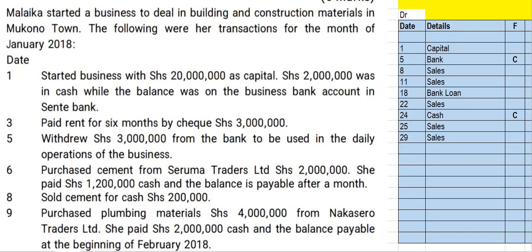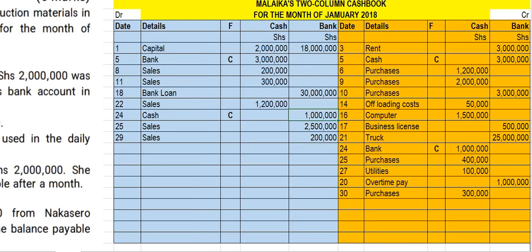Then paid rent. This is a payment. They are paying rent by check, 3 millions. Payments are recorded on the credit side of the cash book. So my business paid rent, 3 millions by check, so you credit your cash book.